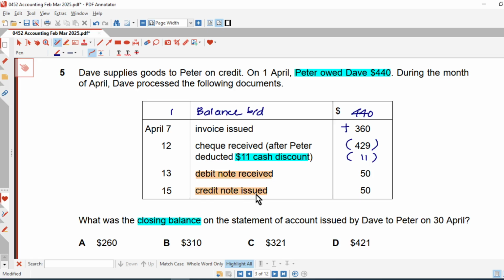Now, I was reading through some comments from students who sat for this paper. Some of them were confused as to why there was a debit note and a credit note. Some people plus minus, some people minus minus, right? Some even went to plus plus. So here's how it's gonna look like.